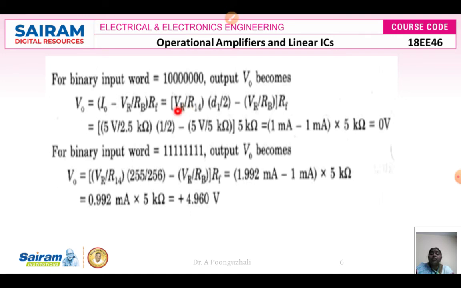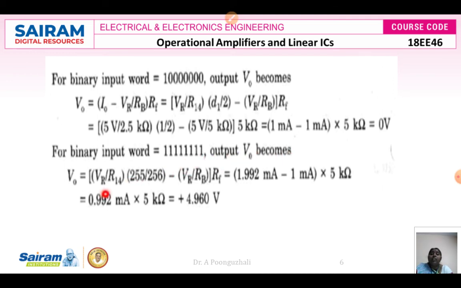So if I substitute, VR is 5 volts, R14 is 2.5 kilo ohms into 1, D1 is going to be 1, so 1 by 2, minus 5 volts divided by 5 kilo ohms, the whole thing into 5. That means this is 1 milliamp and this is 1 milliamp, into 5 is going to be 0 volts there. So for the binary input when the MSB bit is 1, my output is going to be 0 volts.